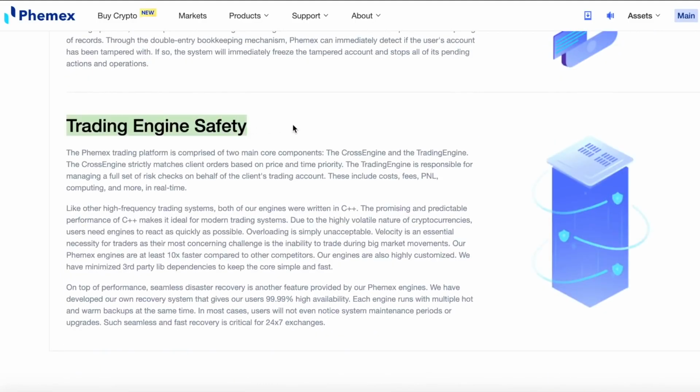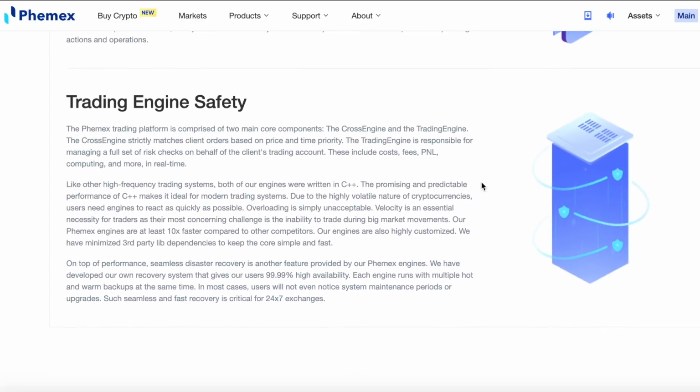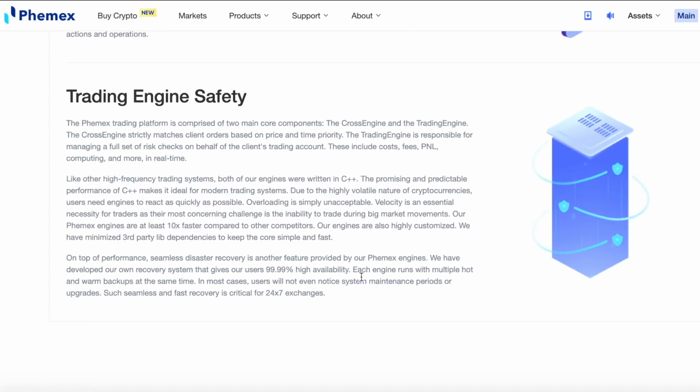And the trading engine safety is also very important so you don't get any big bugs when you're trading. And according to Phemex, they have developed their own recovery system that gives the users 99.99% high availability. Personally, I cannot verify that that's true, but that is what they claim themselves.